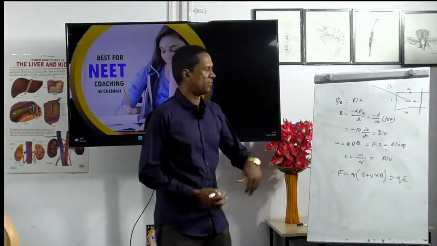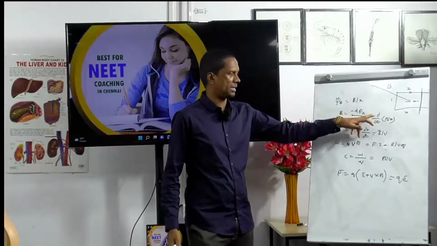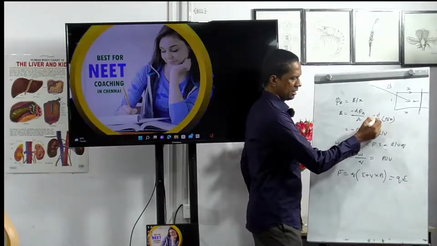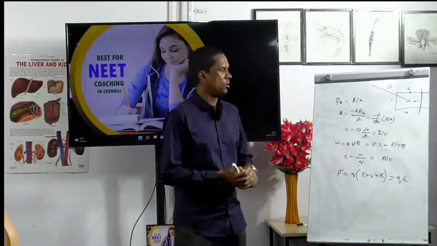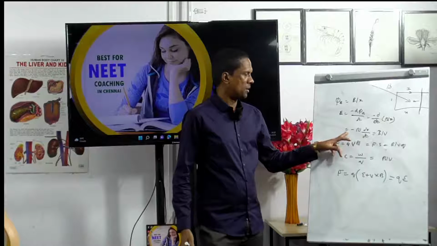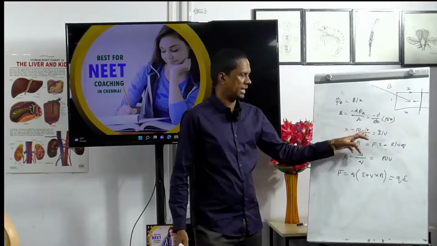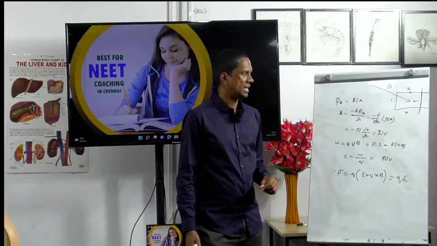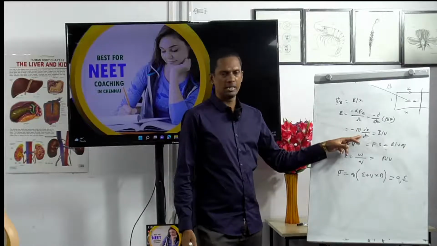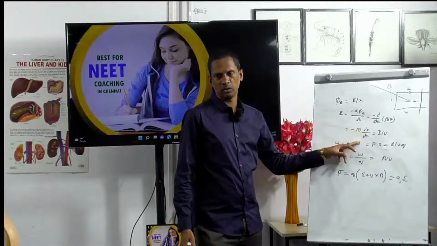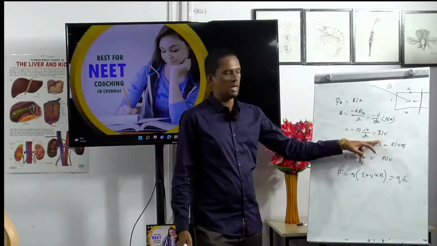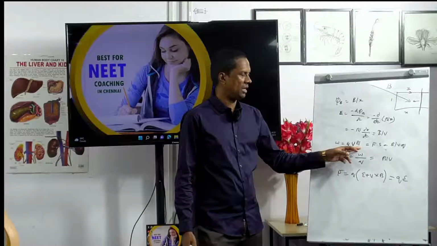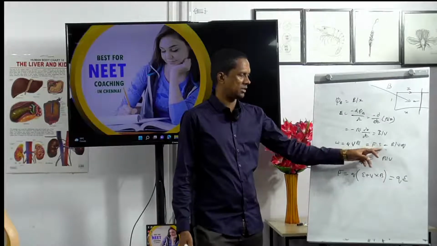the rate of change of flux with respect to time t, which is minus d by dt of B L X. So B L into dx by dt. What is dx by dt? dx by dt is the rate of change of displacement with respect to time, which is velocity. So B L V.